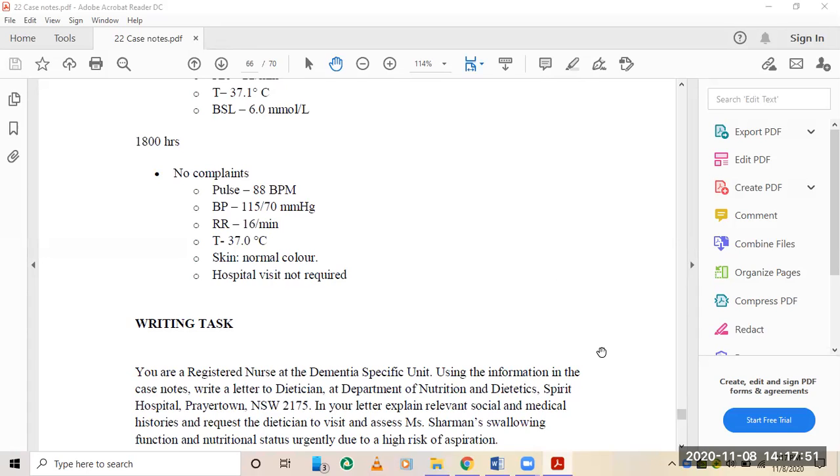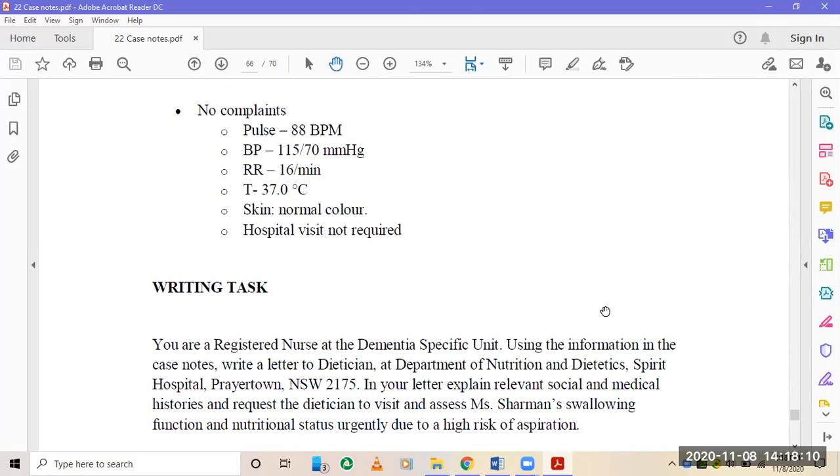So today we are going to discuss a letter to a dietitian, wherein the name of the patient is Nina Sharman. And like we see in the writing task, which is the first thing that we do, it says you are a registered nurse at the dementia specific unit. Using the information in the case notes, write a letter to a dietitian. So I'm the registered nurse and I'm writing to a dietitian at so-and-so department. And in your letter, explain relevant social and medical histories and request the dietitian to visit.